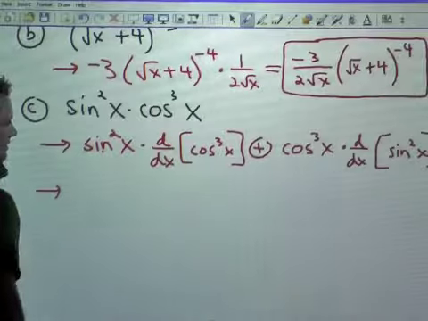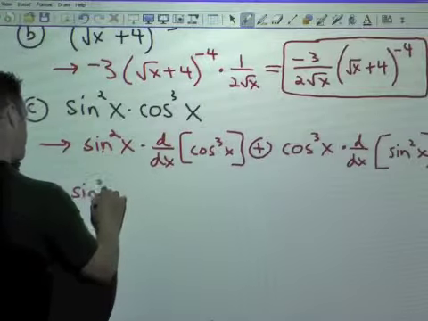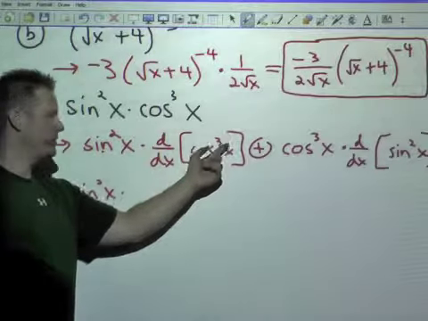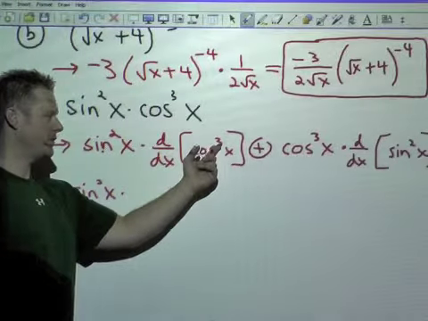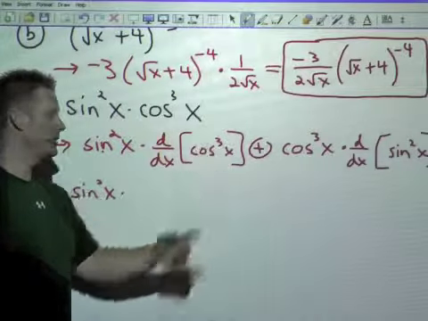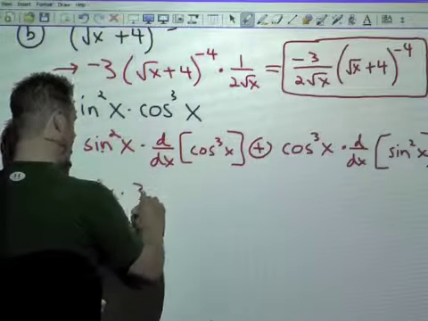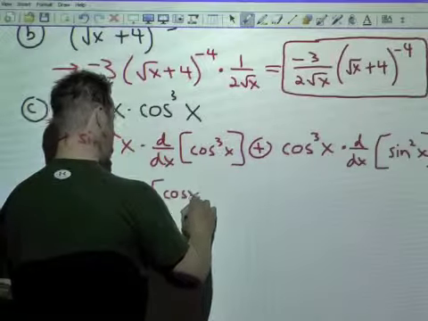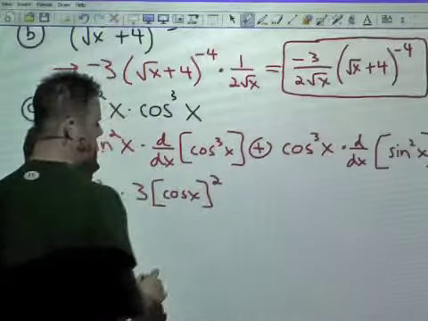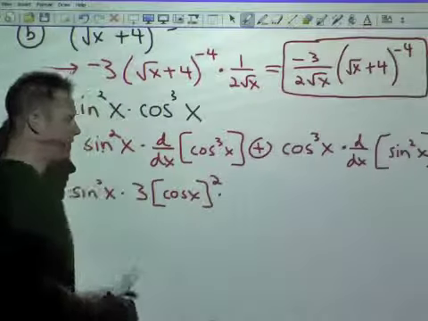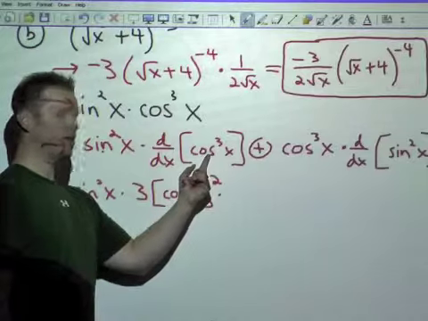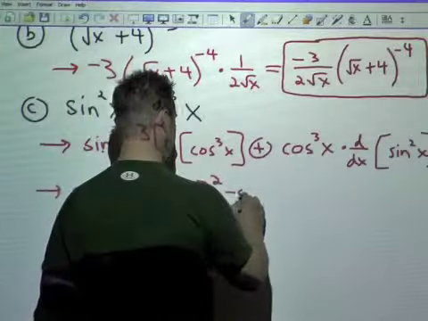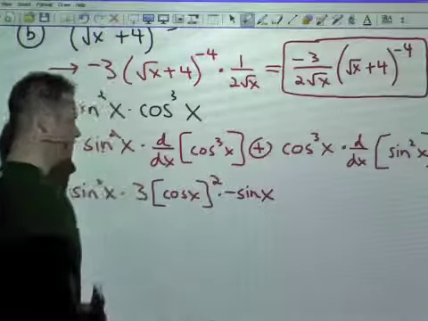Okay, so cleaning this up, the derivative of this, it's cosine quantity cubed, so the derivative of this, using the outside function first, the outside function being something cubed, would be 3 times cosine x squared times the derivative of the inside function. Now here, the inside function is cosine x. Derivative of cosine is negative sine. Okay?